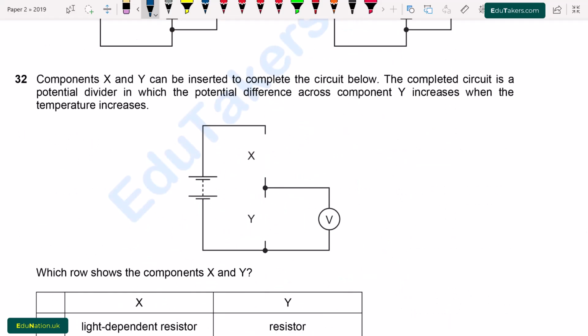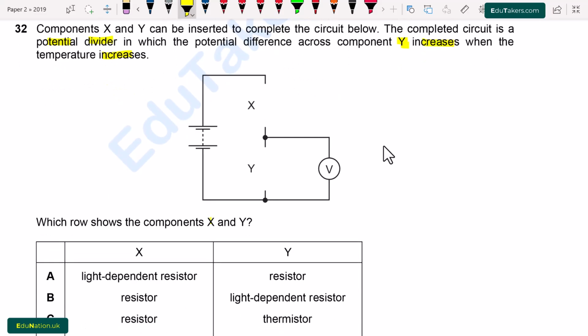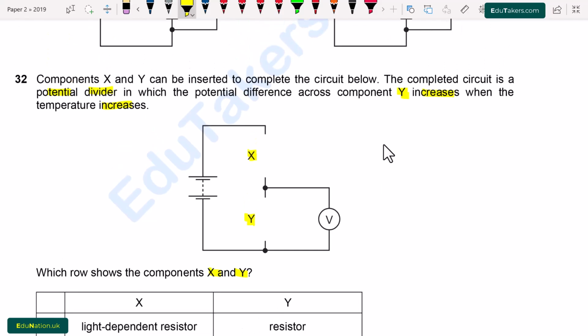Question number 32. Components X and Y can be inserted to complete the circuit below. The complete circuit is a potential divider in which the potential difference across component Y increases when the temperature increases. Which row shows the components X and Y? So there are 2 components X and Y. We have to tell their names, and it is also given that across component Y, when we increase the temperature, there should be an increase in potential difference.